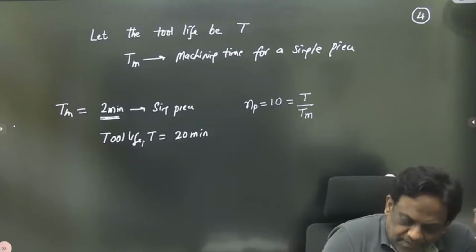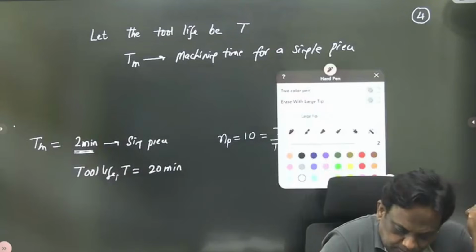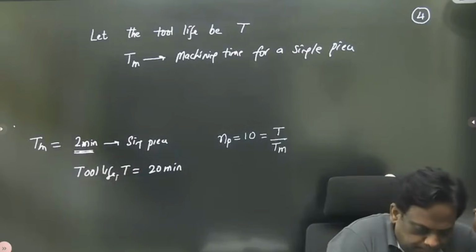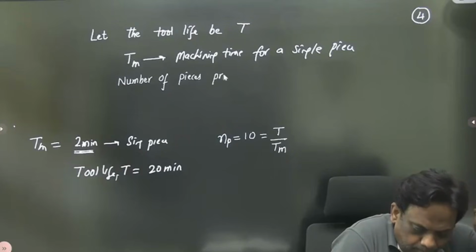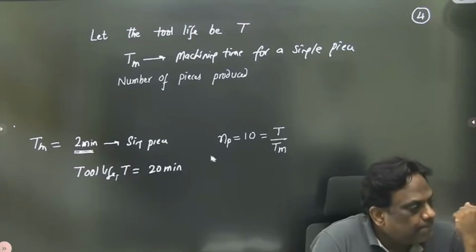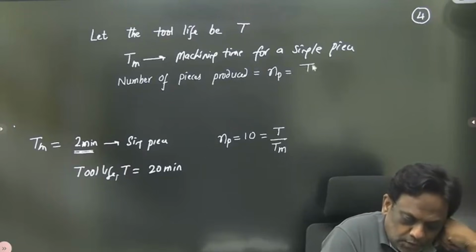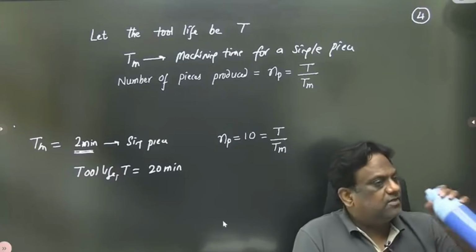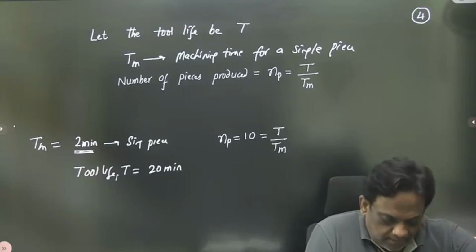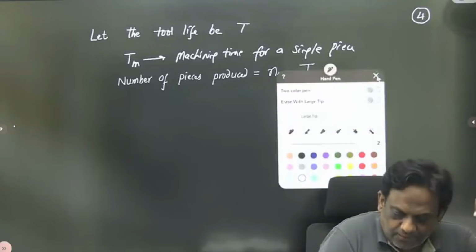So therefore the number of pieces produced, NP, is equal to total tool life by machining time per single piece. I think it is clear. Hope this is clear. Clear, sirs? All of you? Right, sirs.